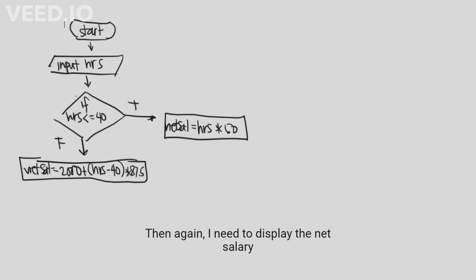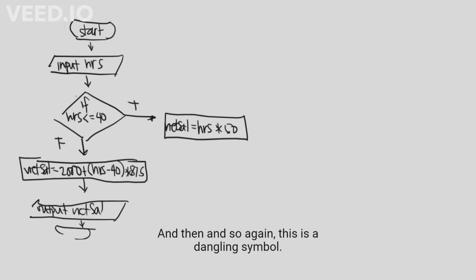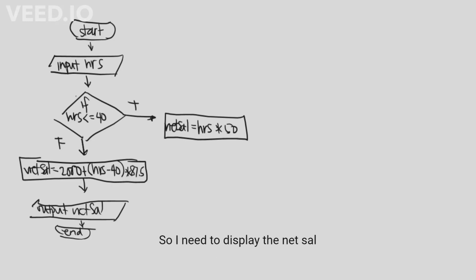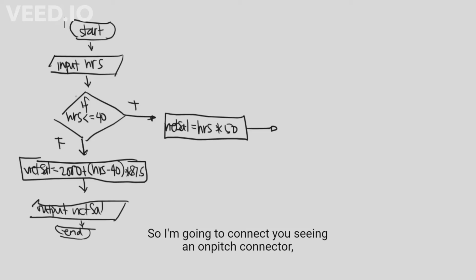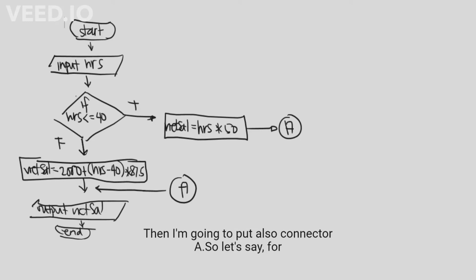Then again, I need to display the net salary. So I'm going to output net sal and then end. Again, this is a dangling symbol, so I need to display the net sal. I'm going to connect using an on-page connector, label it with A, and then connect it here, displaying the net sal. Then I'm going to put also connector A.